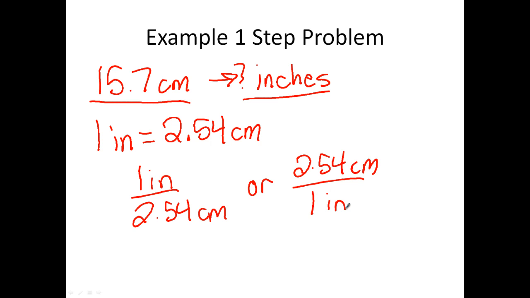How do I choose which one? Can I just pick either one and it always works? Or no, you're going to have to pick the one. We want to convert the centimeters into inches. So whenever we multiply our original given by one of these conversion factors, we want these centimeters to go away. And the only way that's going to happen is if the centimeters are on the bottom of the conversion factor fraction.